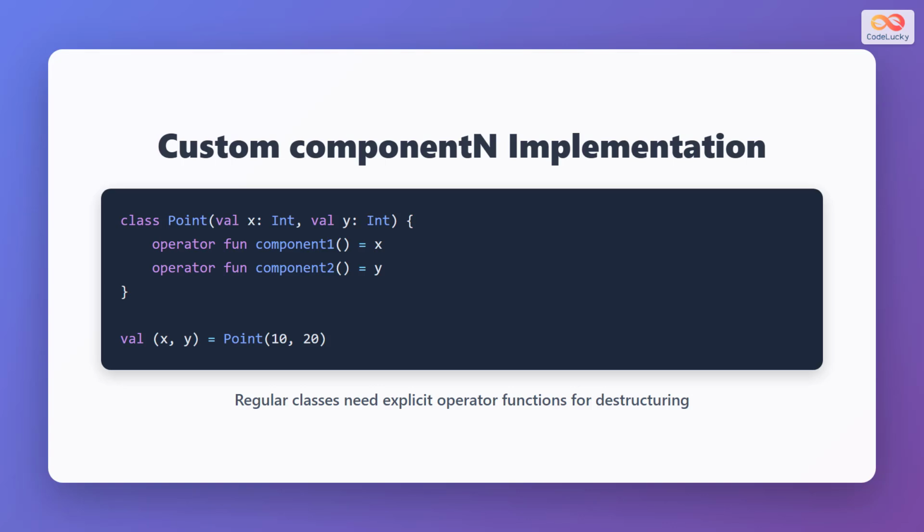For regular classes that aren't data classes, you need to manually implement componentN functions. Here's an example with a Point class. You must define component1 and component2 as operator functions that return the x and y values respectively. The operator keyword is crucial here, as it tells Kotlin these functions can be used for destructuring. Once defined, you can destructure Point instances just like data classes.